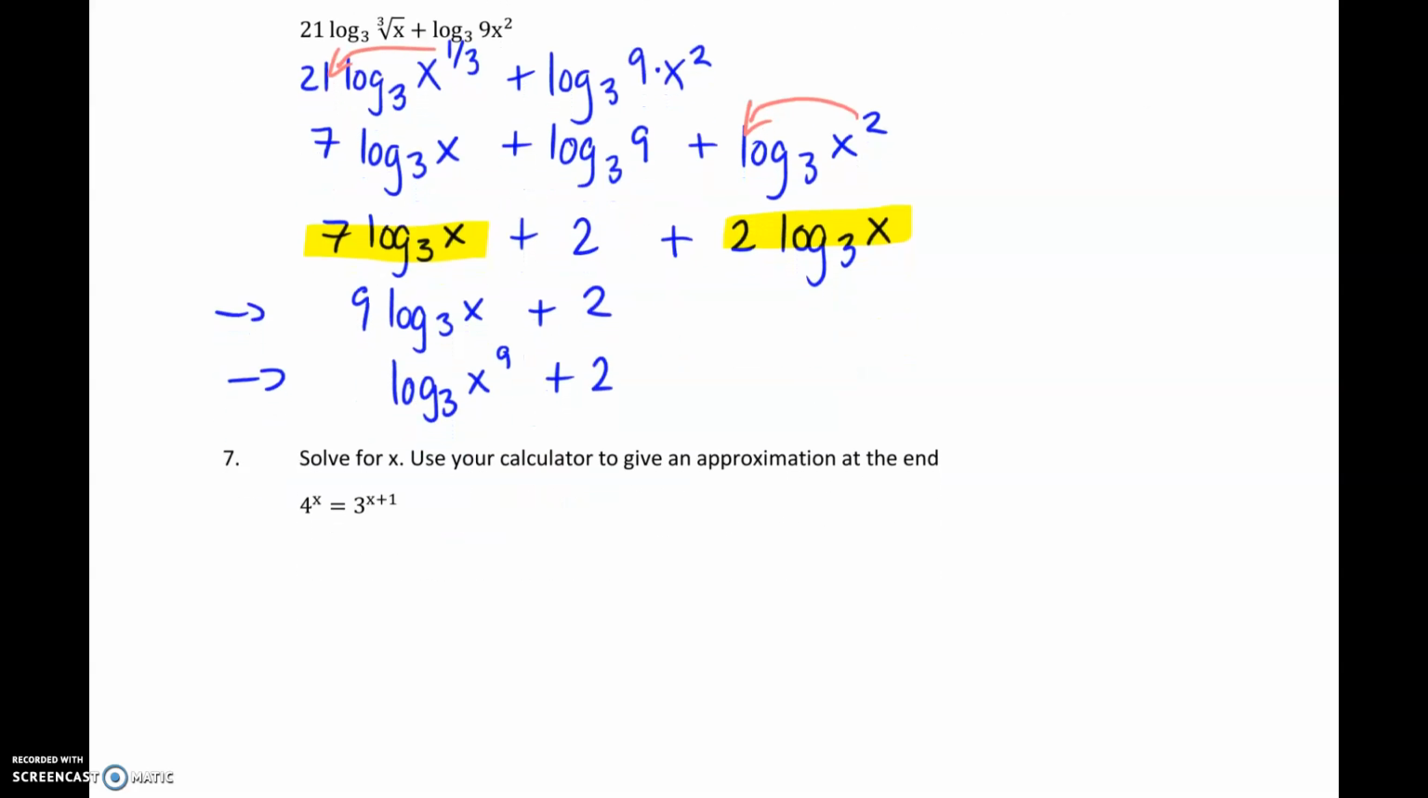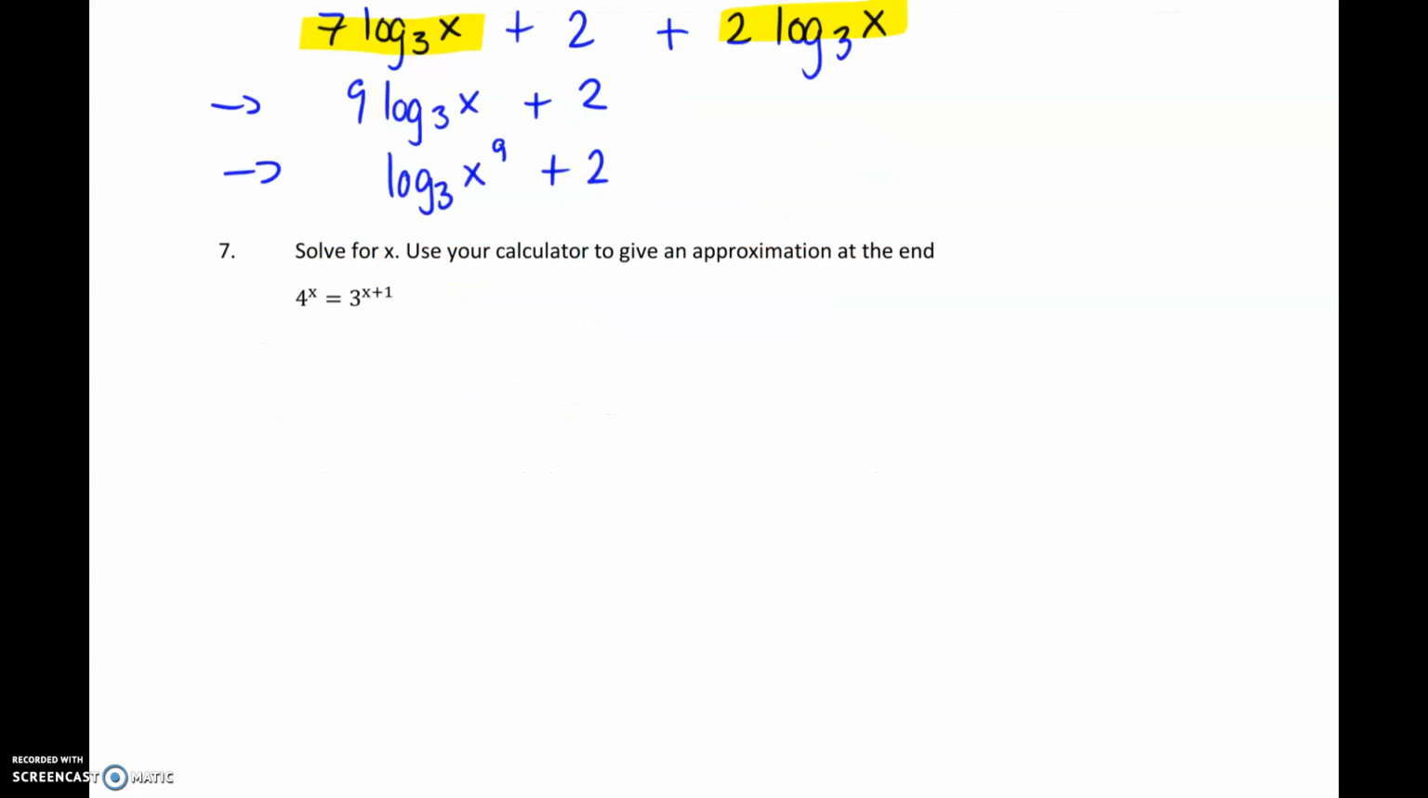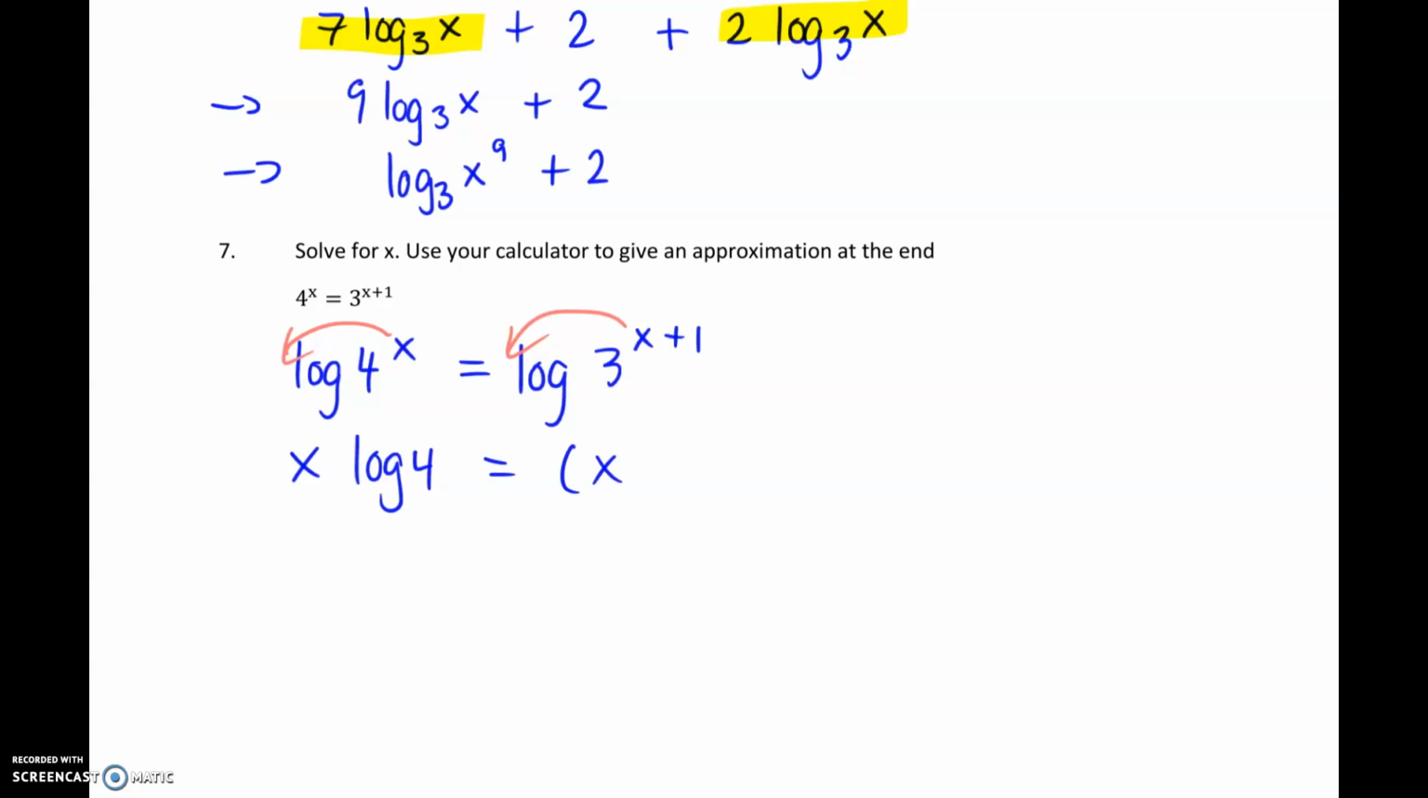Our last question is asking us to solve for x. In the previous example we did, we were able to write it in terms of the same base. This one we cannot, so we're going to have to use the log to solve it. So let's apply the log on both sides. So we have log 4 to the x power is equal to log 3 to the x plus 1 power. We use our power rule to move those exponents in front, which gives us x times log 4 is equal to x plus 1 times log 3.